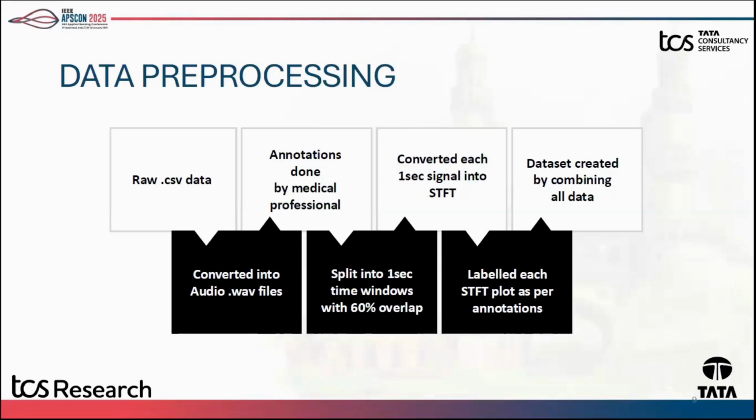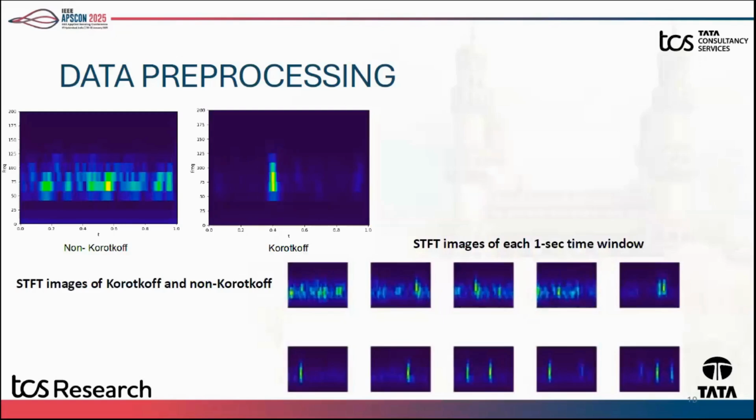After that, using the annotations, we labeled each and every image as 0 or 1. If the image has no Korotkoff peak, it is labeled 0. If it has a Korotkoff peak, it is labeled 1. And all this is for one Korotkoff sound. We combined all the patients' subject data and created the data set. Basically, we have the images and we have labels. This is how the data pre-processing works.